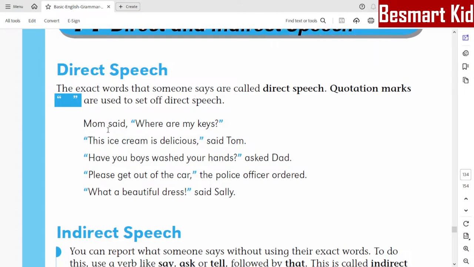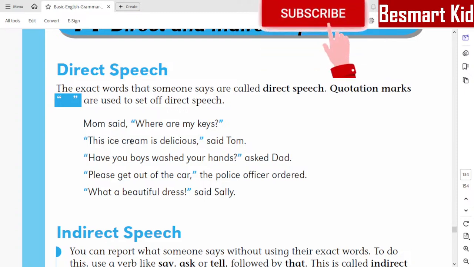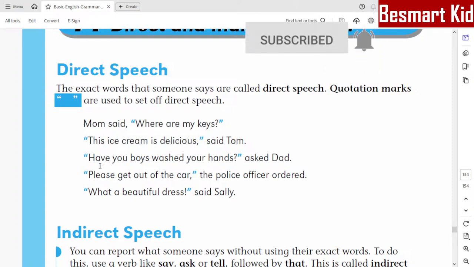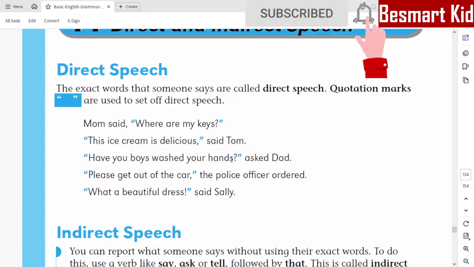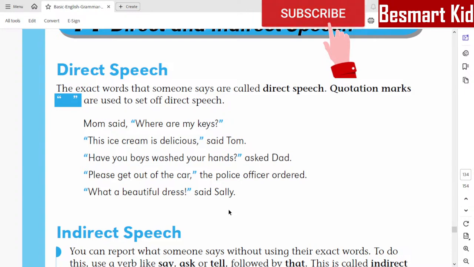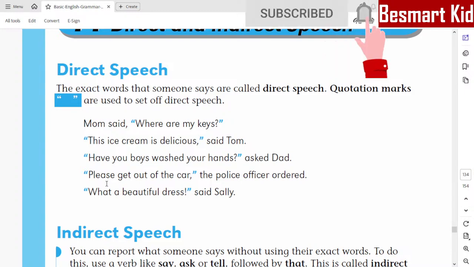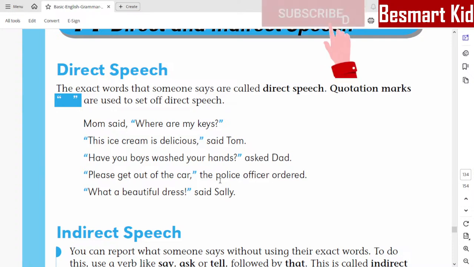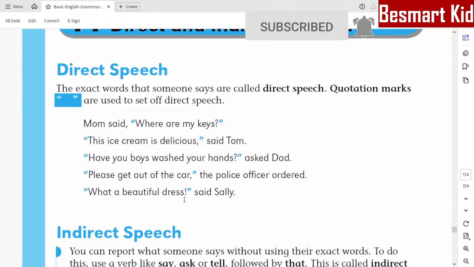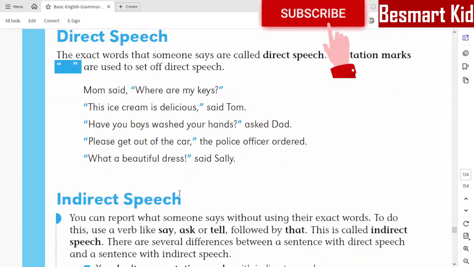Examples: Mom said, "Where are my keys?" "This ice cream is delicious," said Tom. "Have you boys washed your hands?" asked Dad. "Please get out of the car," the police officer ordered. "What a beautiful dress," said Sally.